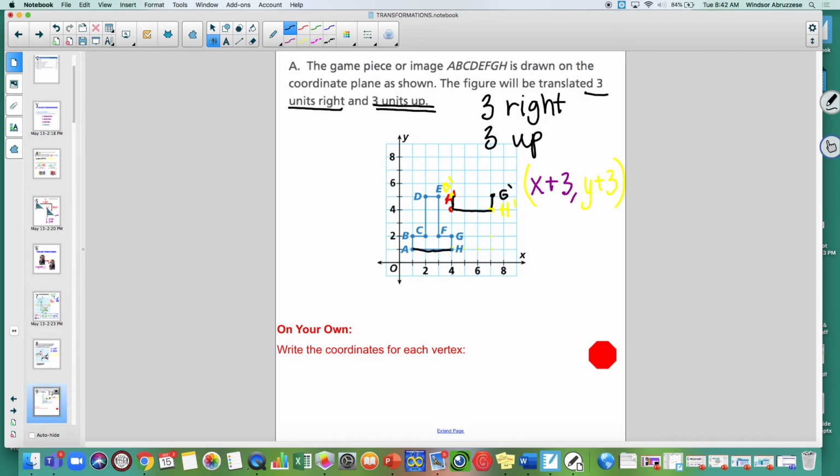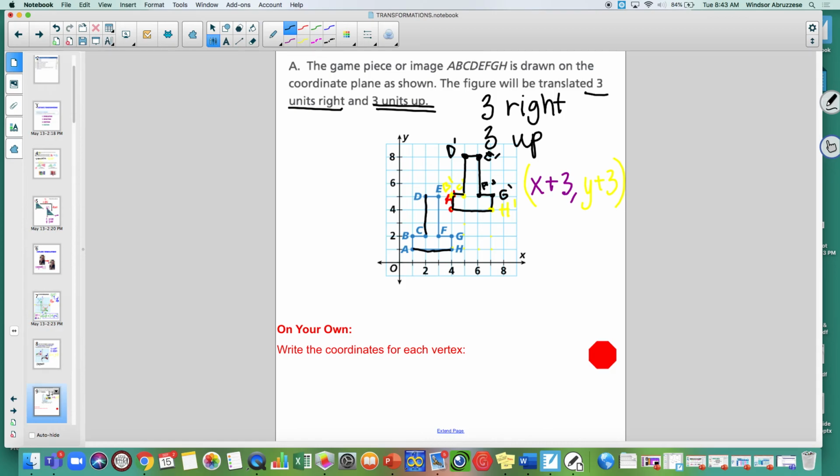Then C, if I move right 3, up 3, 1, 2, 3, 1, 2, 3. Here's my new C prime. I'm going to take my black. Now, can you fill in the rest of the figure? Well, here would be F prime. And then C to D is up 1, 2, 3. 1, 2, 3. Here's my new D prime, which means E prime is right here. Okay, so that's a little crazy, but that's all right.